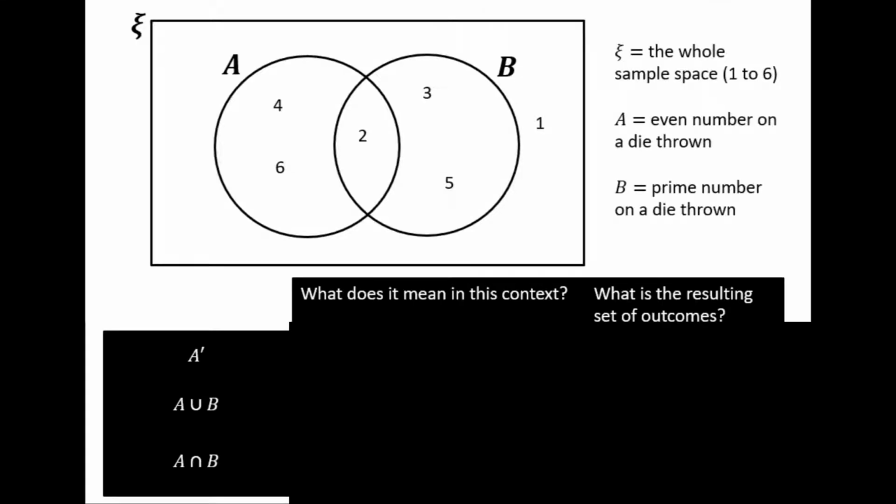So looking at this Venn diagram here, we have two sets. A is even numbers when a die is thrown, and B is prime numbers when a die is thrown. So let's just check that we know the complement of A, A dash, not A. Which numbers does it represent in this context? It's everything that's not an even number.